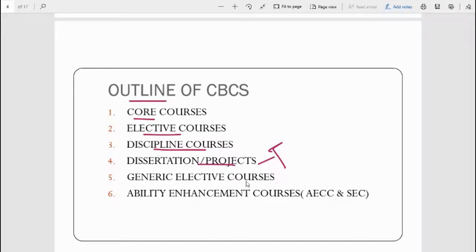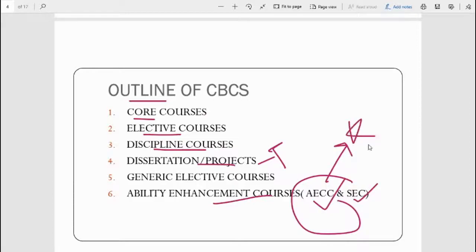The last one is ability enhancement courses, which enhance your ability, your potentiality. I have talked about aptitude tests, ability tests, achievement tests and types of evaluation, so you can watch them. These ability enhancement courses are divided into two: the first is AECC and the second is SEC. AECC is compulsory courses and is knowledge based. The other is skill enhancement courses, and it is skill based or value based.